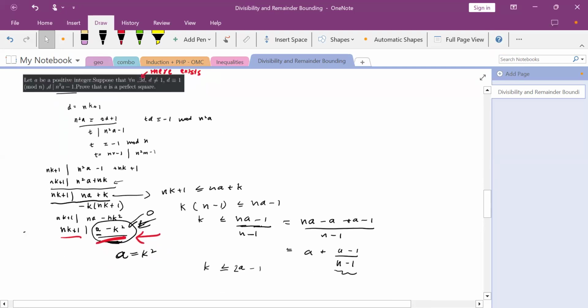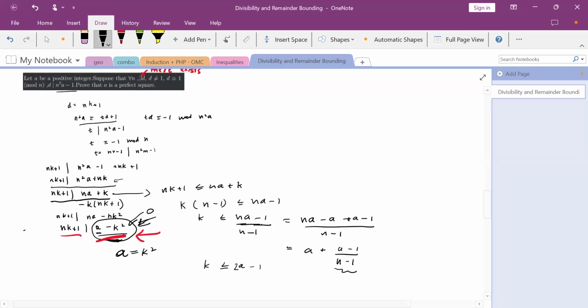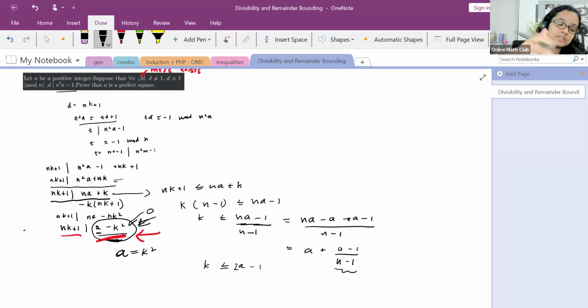I don't understand the reason for the fact that a is equal to k square. Okay, so for each n, you have some d, right? And each d can be written as nk plus 1. So that's like saying for each n, there is some corresponding k, right? Yeah. So now we got that nk plus 1 divides k square minus a.